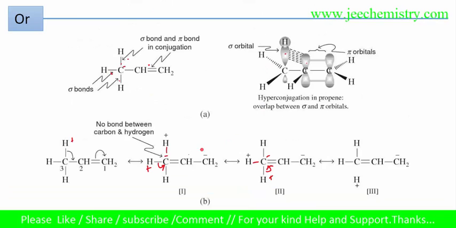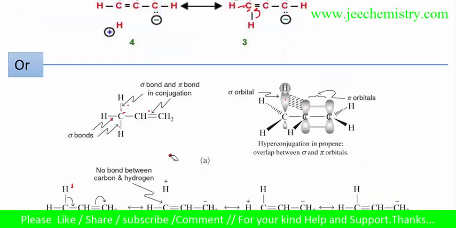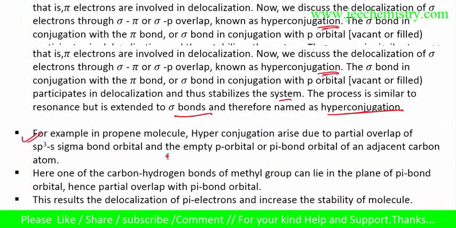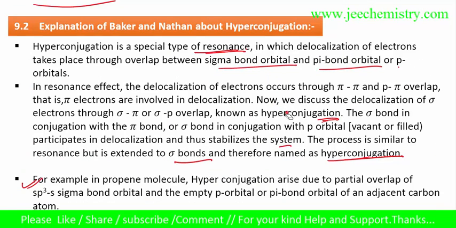That's why this is called no bond resonance. There are no bonds here in these structures. The no bond between carbon and hydrogens, but the compound exists in conjugation. That's why this can also be called no bond resonance. I have already explained that.